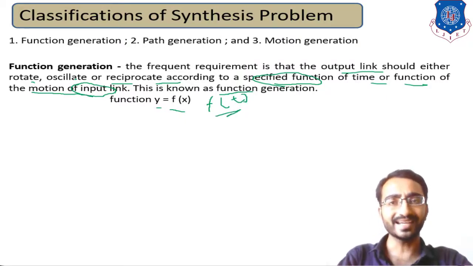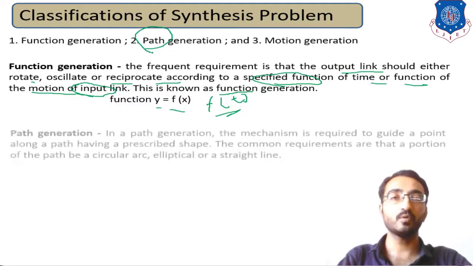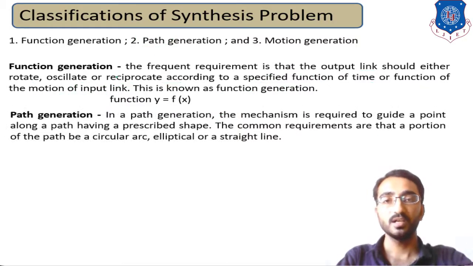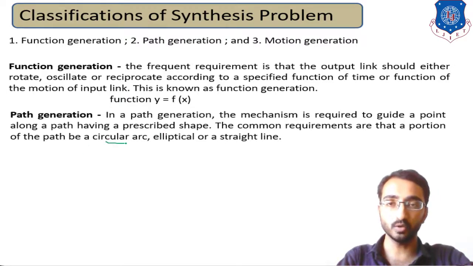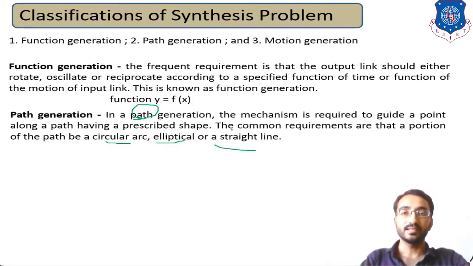Okay, now the second classification: you can achieve the objective using path generation. So what happens in path generation? In path generation, we mainly focus on the desired output path, how the motion is occurring, whether along a circular arc, an ellipse or a straight line. If you are focusing on the path of the desired output, then this method is known as path generation.